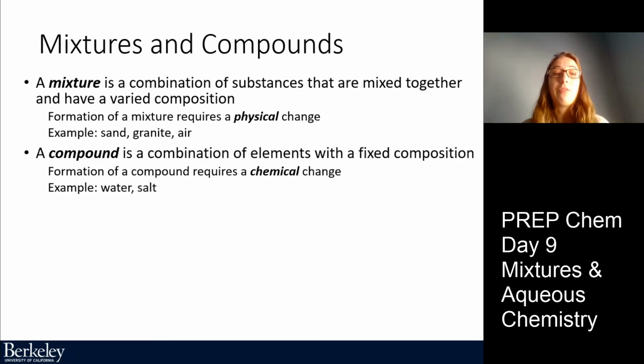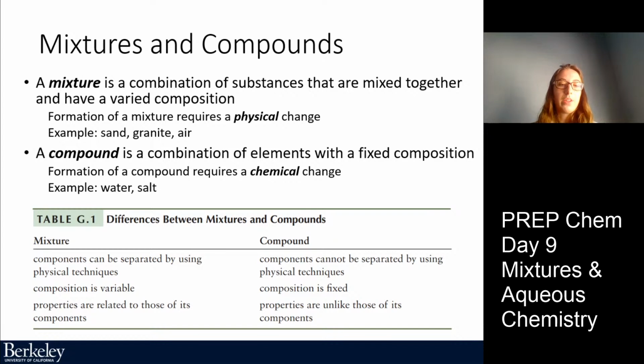On the other hand, we have a compound. A compound is a combination of elements that have a fixed composition, and the formation of a compound requires a chemical change. When we talked earlier about bonds, that's really important in defining a compound, because compounds all have a chemical change, and that means that all of these elements are bound together. For example, if you consider water or salt, these are all types of compounds.